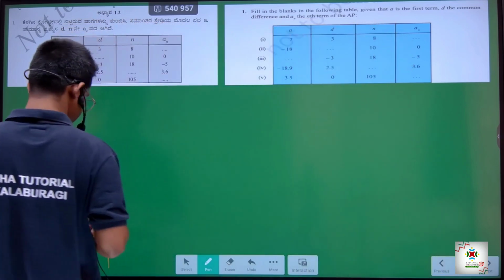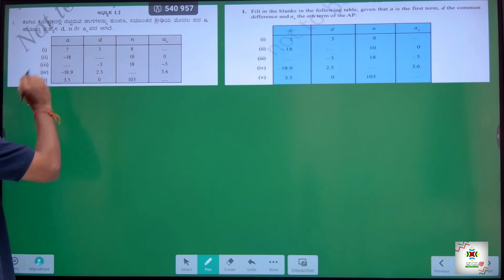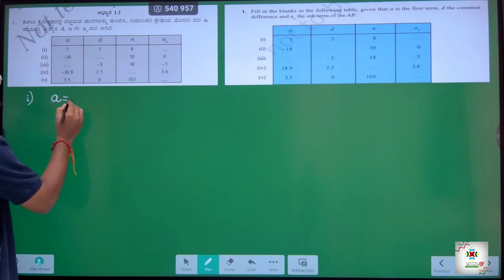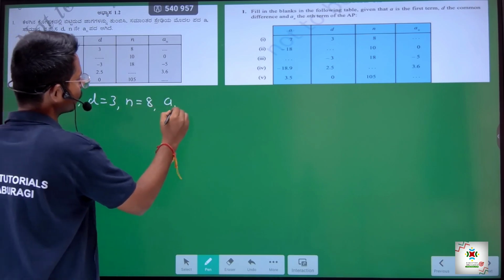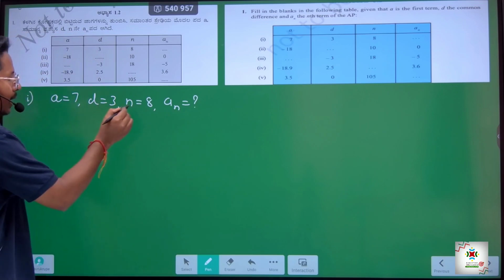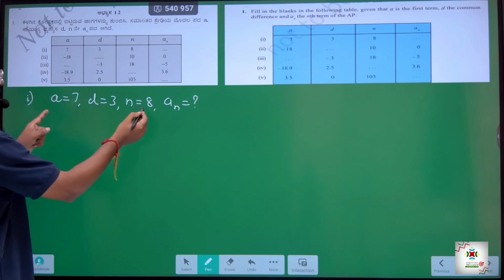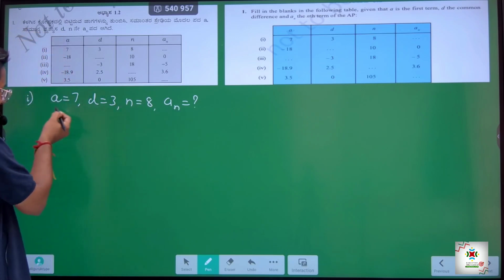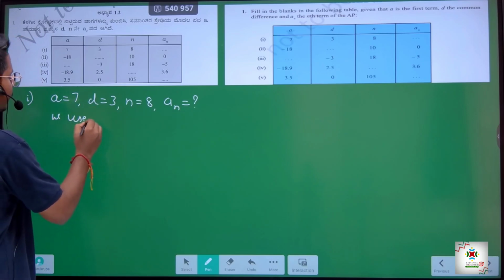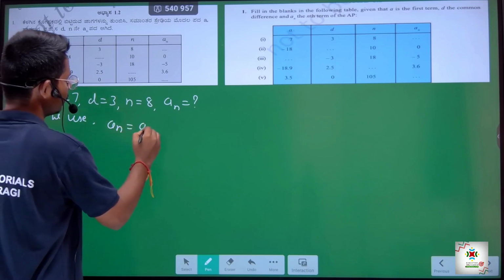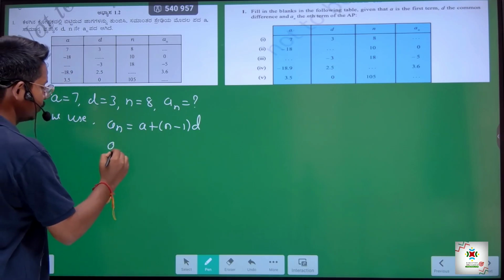So as per this, we need to find the an term. First you can rewrite. I'll do the first bit. In the given you can write a equal to 7, d equal to 3, n equal to 8, and an equal to question mark. If you write the given and what to find, it gives you clarity of what to do next, isn't it? So this is given and you need to find an. What is the relation between all these terms? It is the an formula. So we use an equal to a plus n minus 1 into d. Correct? Now an we need to find.